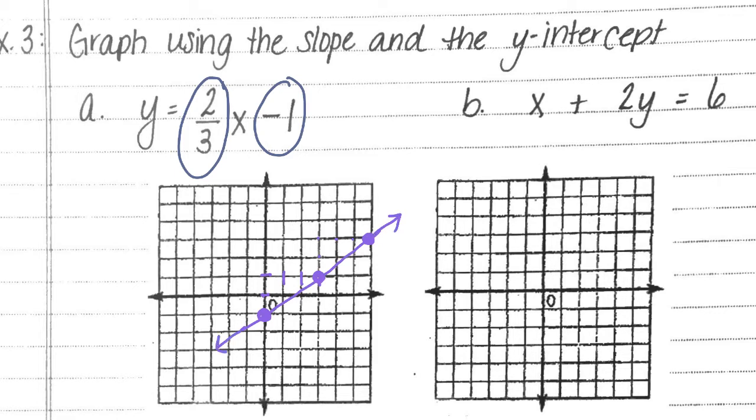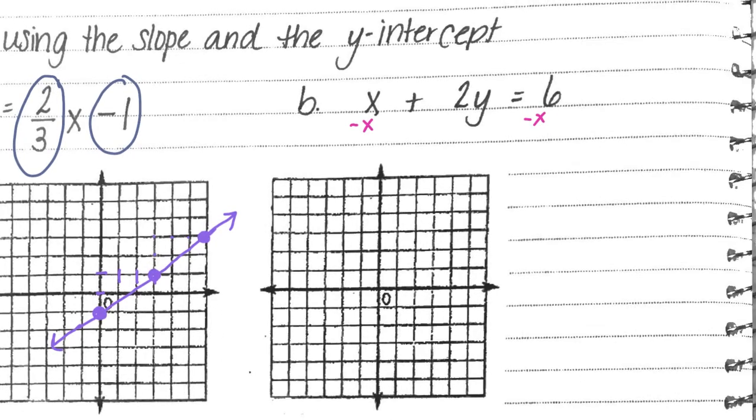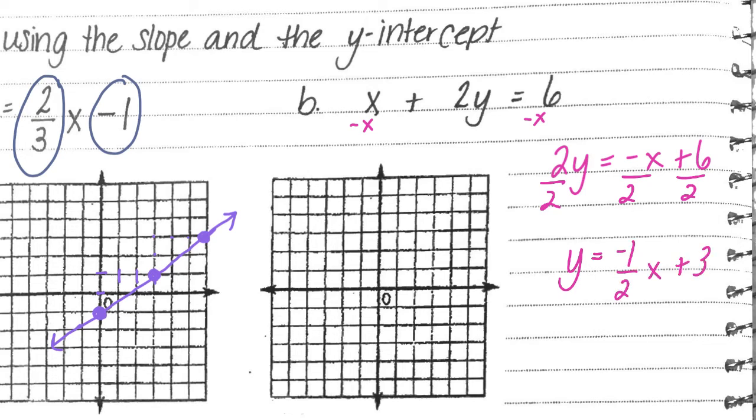Now we have a little problem with this one. This one is not solved for y. So the first thing I'm going to do is subtract x to start my solving for y. And I get 2y equals negative x plus 6. All right, when I divide everything through by 2, I get y equals negative 1/2 x plus 3.